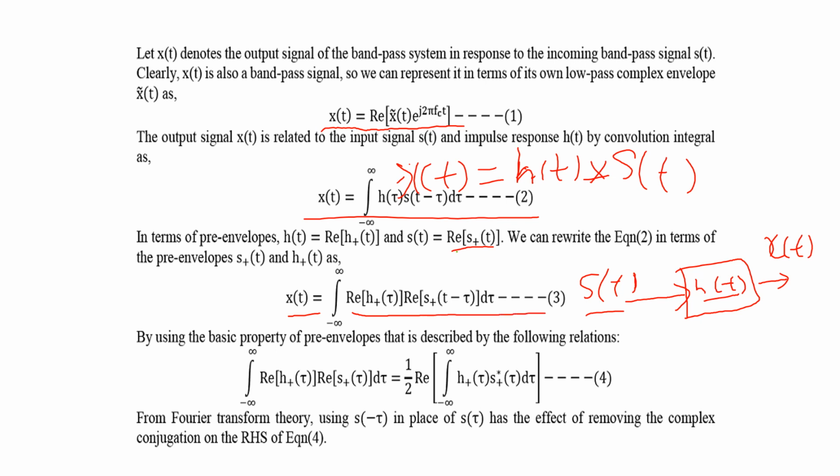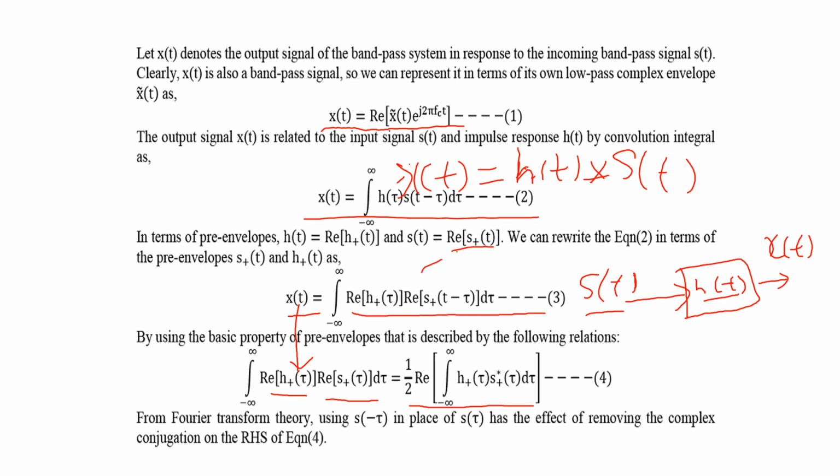By considering the basic property of pre-envelopes, described by the following relation, the integral of h plus of tau into the real of s plus of tau d tau is equal to half of the real of h(tau) into h conjugate of tau. This is one of the properties of the pre-envelope. So we are equating the equation here. What is the real part of it? The real part of this gives x(t) equal to half of the real of the integral from minus infinity to plus infinity of h plus of tau into s conjugate of tau d tau.